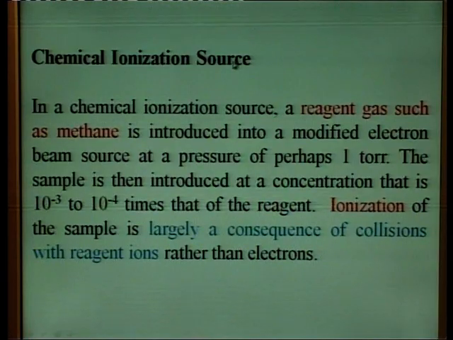Then the chemical ionization. Here the ions are not produced by electron impact, but a reagent gas, that is methane, is introduced into the modified electron source. These methane molecules are first made into ions, and these ions then bombard the sample molecules and cause ionization of the sample. So this is largely a consequence of collision with the reagent ions, not with the electrons.